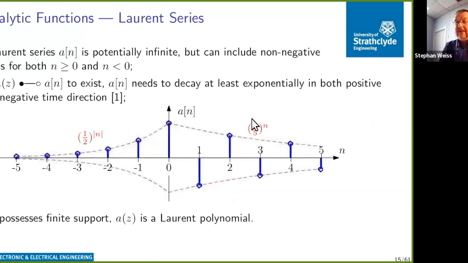Right, so since we deal with matrices of functions, let me say a little bit about the type of functions that we're looking at as well. In the widest sense, we're looking at Laurent series. And as I mentioned before, we look at analytic functions. In the context of Laurent series, these would be series that decay in both positive and negative time, at least exponentially. As such, they're absolutely summable and their z-transform exists.